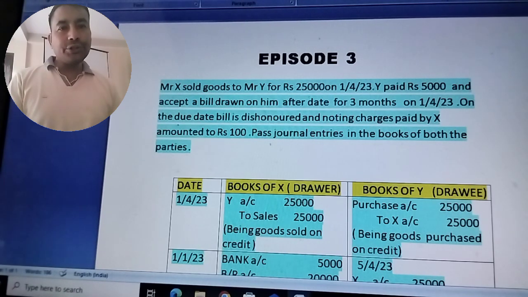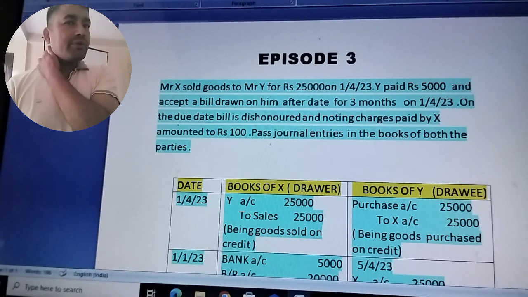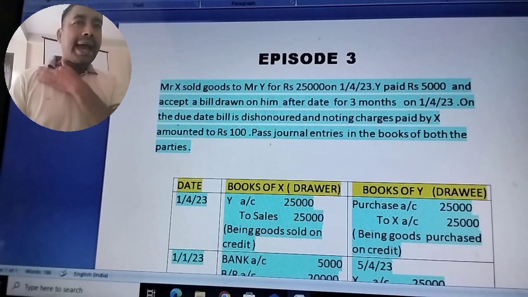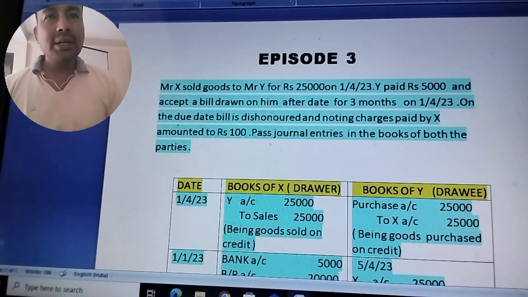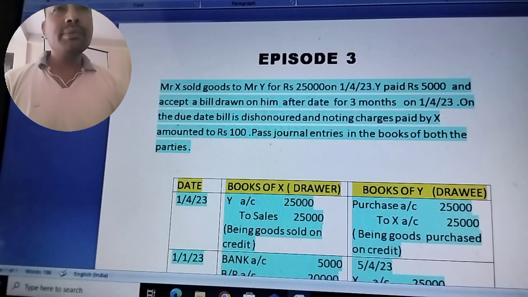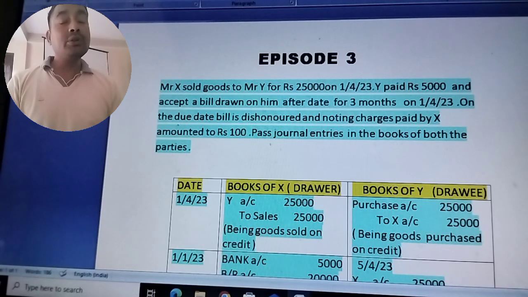Let's read the question. Mr. X sold goods to Mr. Y for rupees 25,000 on 1/4/23. Goods have been sold by X to Y on credit. That is, Y has purchased goods from Mr. X. Y paid rupees 5,000 and accepted a bill drawn on him after date for 3 months on 1/4/23. Y paid 5,000. It means Y paid to X. It means X received from Y that 5,000.